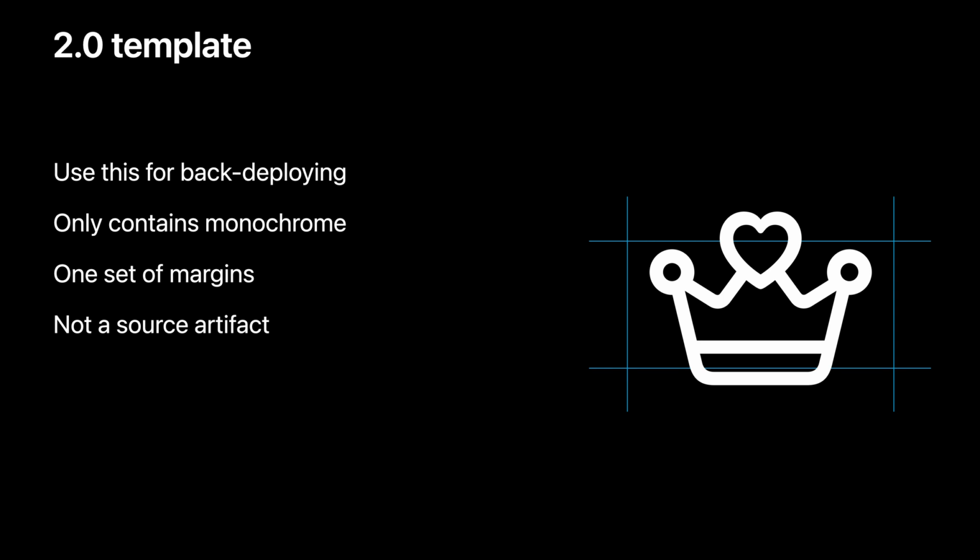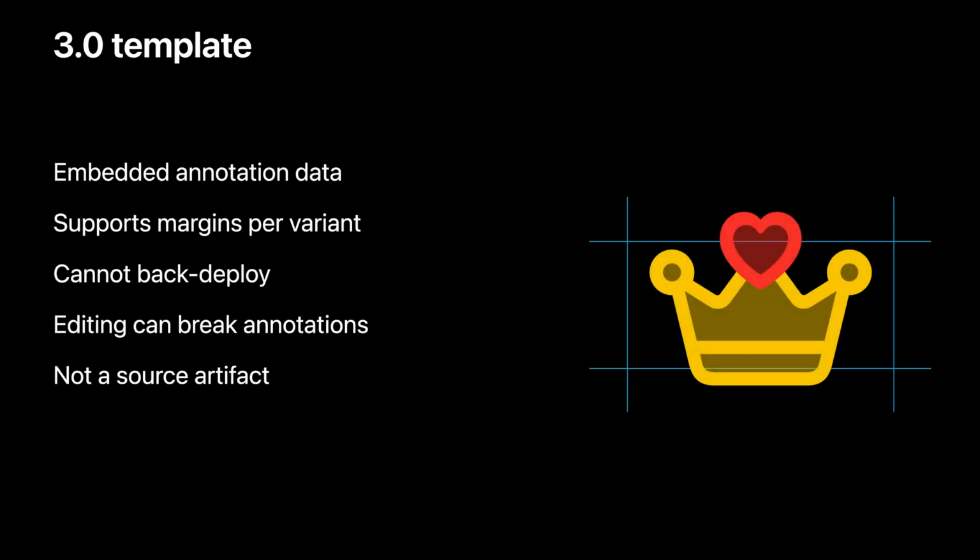Converting to a 2.0 template is a lossy operation. Annotation data and explicit margins are removed, since the older OS will not understand them. 3.0 can embed all the multicolor and hierarchical data you've added, as well as any custom margins, but it is not backwards compatible. Careful here.